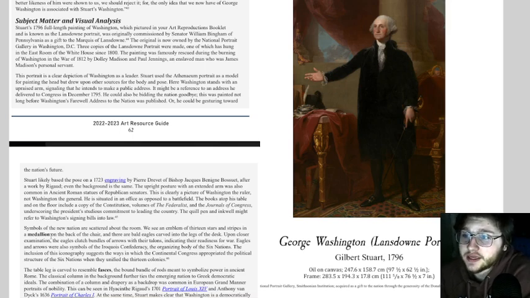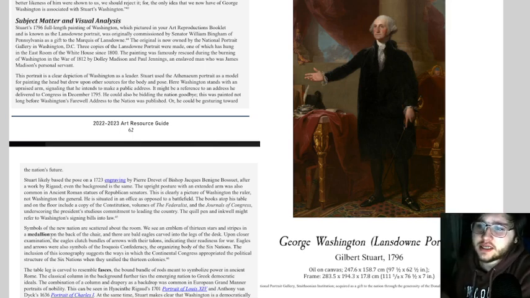Three copies of the Lansdowne portrait were made, one of which was hung in the East Room of the White House since 1800. The painting was famously rescued from the burning of Washington in the War of 1812 by Dolly Madison and Paul Jennings, an enslaved man who was James Madison's personal servant. This portrait is a clear depiction of Washington as a leader.